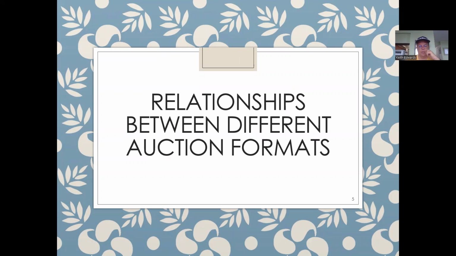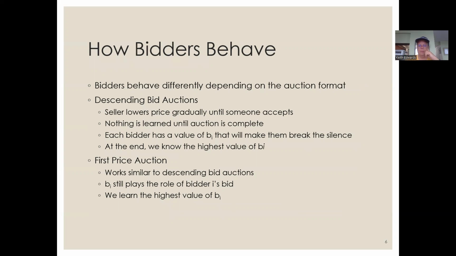So let's take a look at these different types of auction formats, and bidders are going to behave differently depending on the auction format. Descending bid auctions: the seller again starts out at a very, very high price and gradually lowers it until someone accepts a lower bid. We don't really learn anything until that auction is complete, in which case the only thing that we learn is the highest value that a bidder had for it. So that's what we learned.